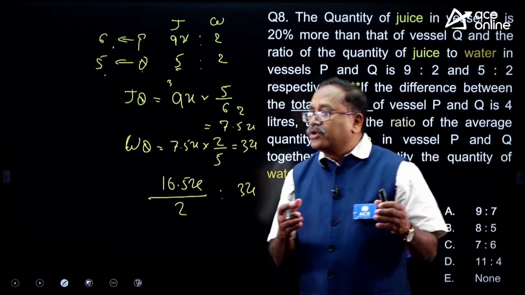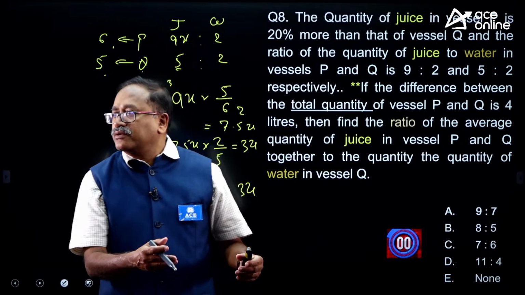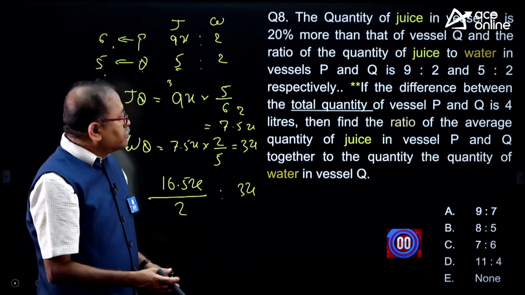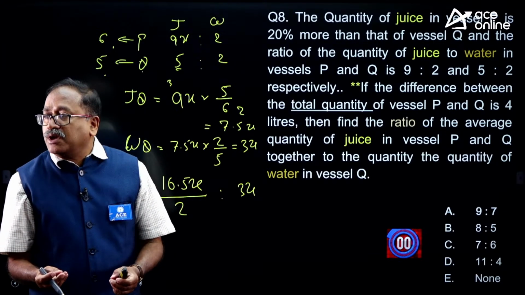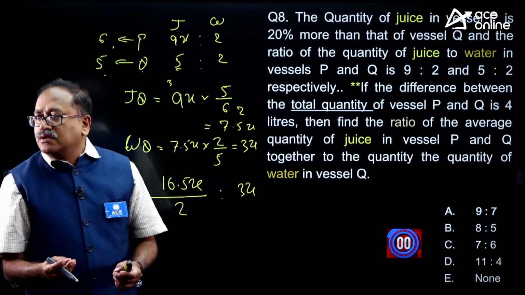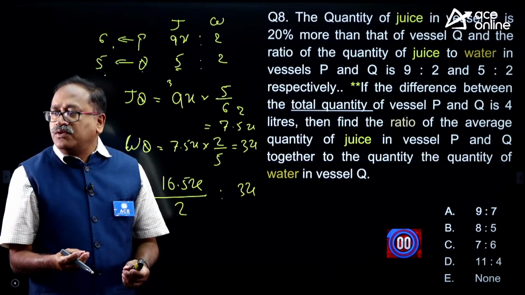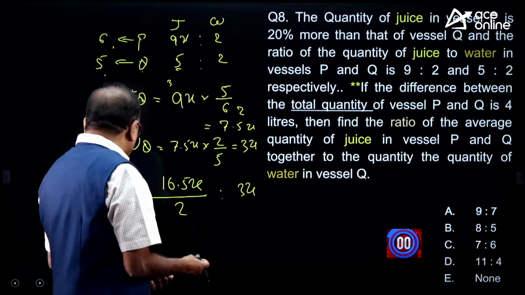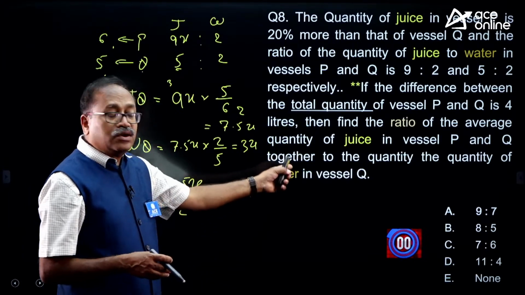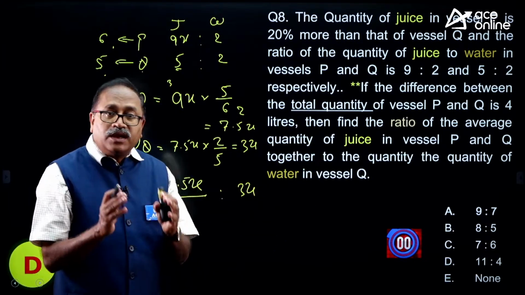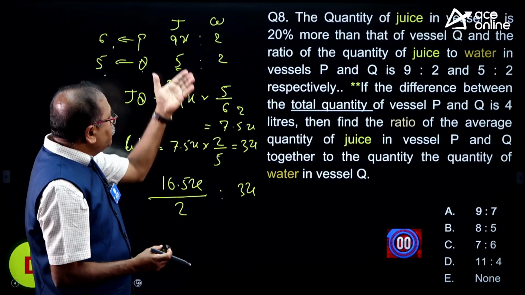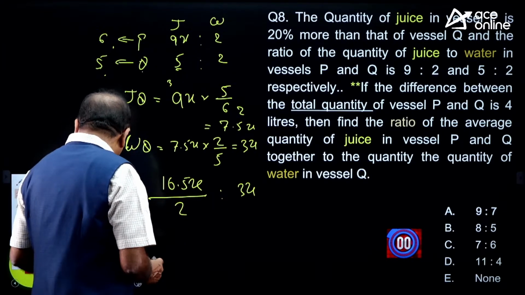Now I hope you are able to answer this question. Come on, anyone answer the question now? The minimum possible writing I am answering this. Yes, anyone? Okay. Now let me check the answer. What the answer is? Option D. That means 11:4 is the answer. Hope up to this you are understanding it.